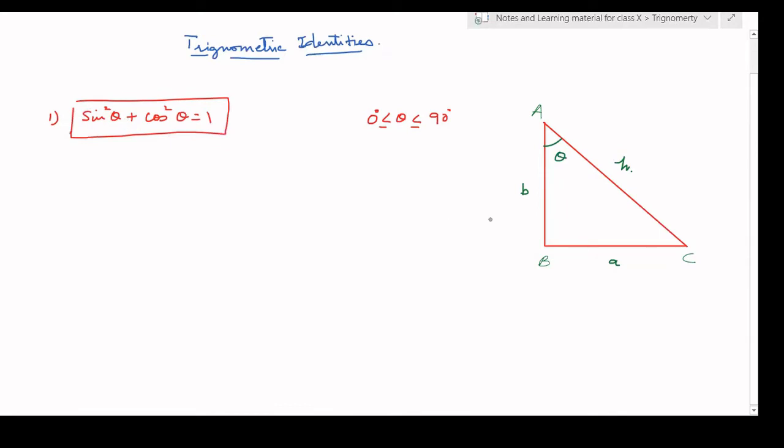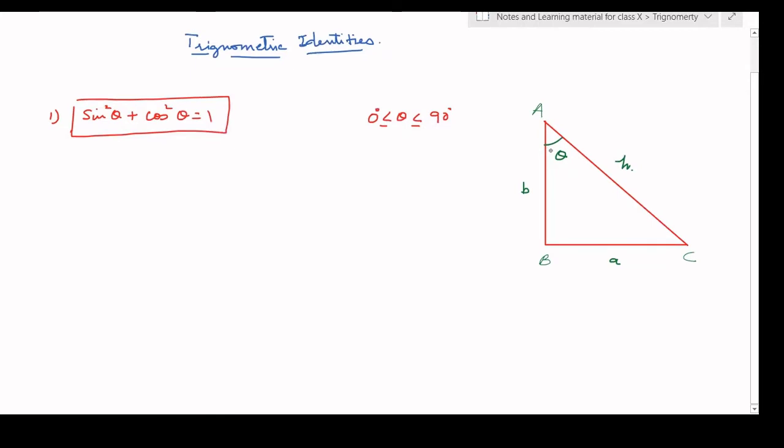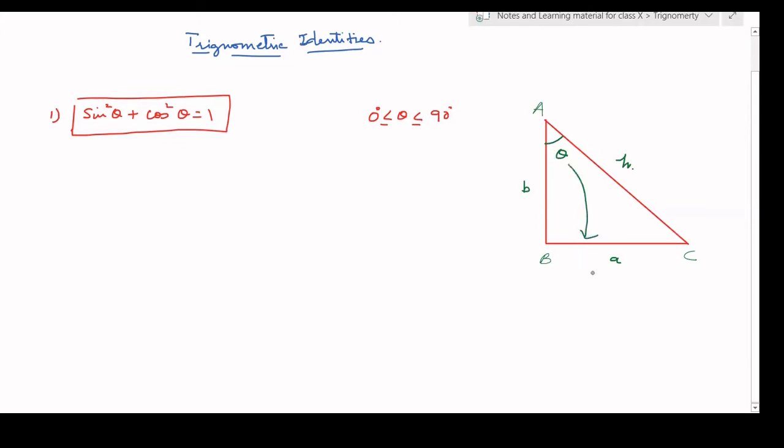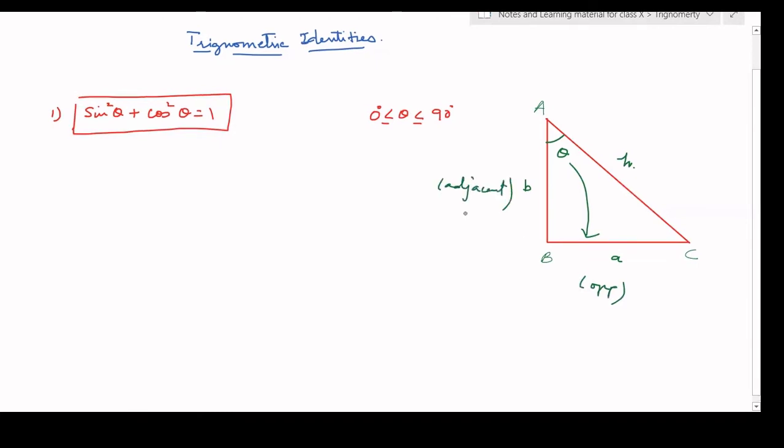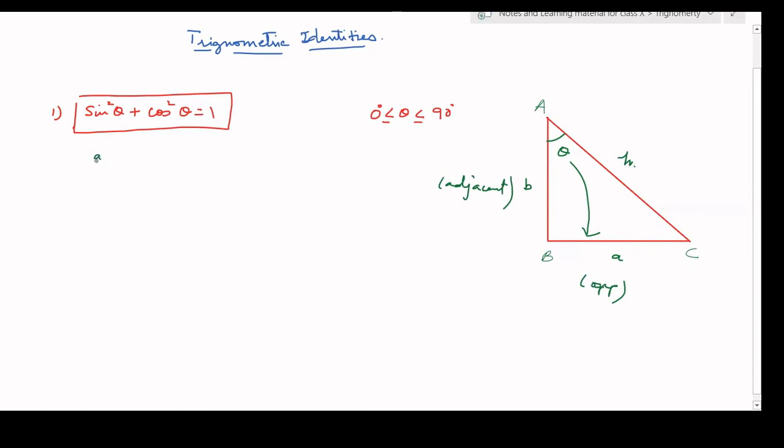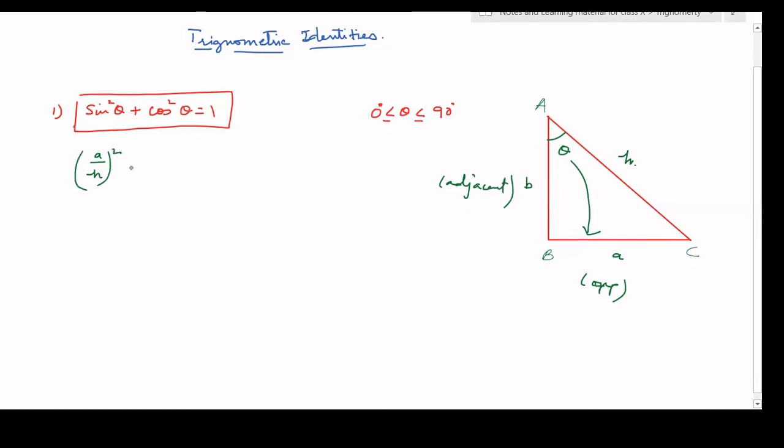Now let's see sine theta in this triangle ABC. If I refer to the angle theta, sine theta is perpendicular upon hypotenuse. For theta, the perpendicular becomes the opposite side, and that's the adjacent side. So the opposite side is called perpendicular, so it's A over H. We want its squared value, so it's the squared ratio of sine theta.